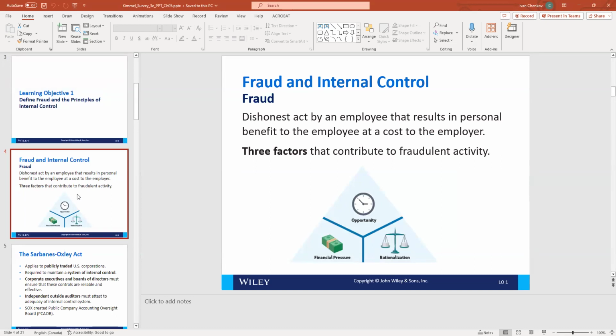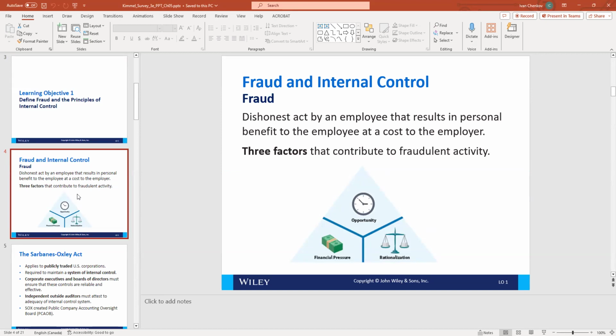In reality, there are three factors that help fraud to happen. First, the employee has to see the opportunity. Then we have rationalization. And the last thing we can have for this has to be some financial pressure.